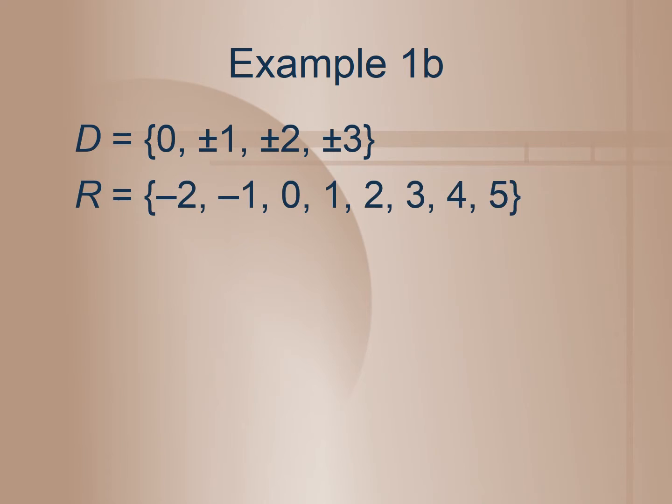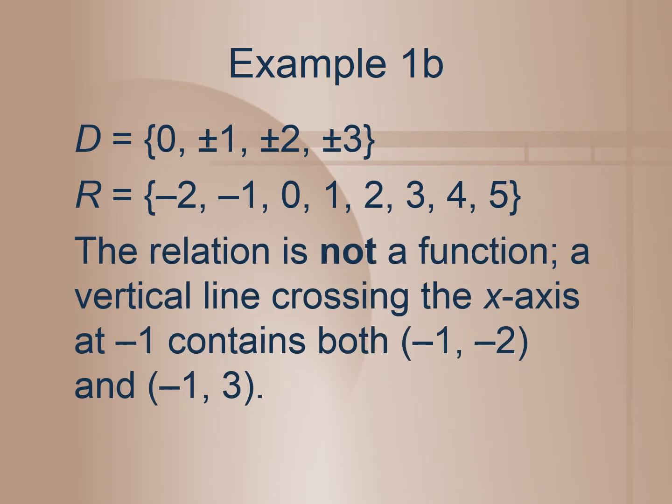So this one, our domain has the values 0, plus or minus 1, plus or minus 2, and plus or minus 3. Our range has the values -2, -1, 0, 1, 2, 3, 4, and 5. So this is not a function because if you have a vertical line that goes through x equals -1, you'll see that there are two points on that vertical line, because that is (-1, -2) and (-1, 3). And so it is not a function. It does not pass the vertical line test.